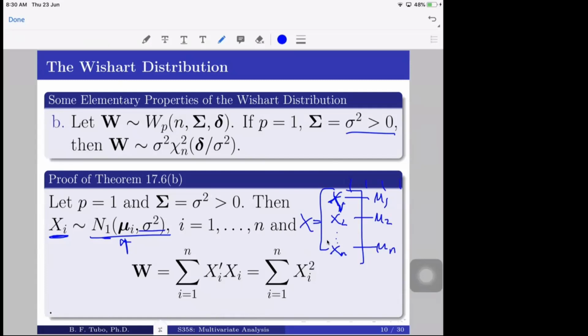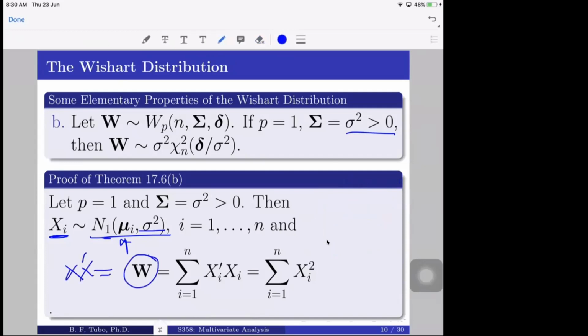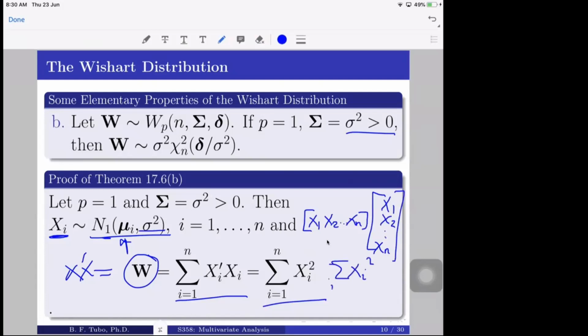So what will happen to your x prime x? Your W, which is x prime x, which by definition is the summation of x i prime x i, will simply be the square. This is your x prime, then x1, x2 to xn, which is no longer a vector. So it's just the summation of x i squared, i from 1 to n. No? So do you follow?